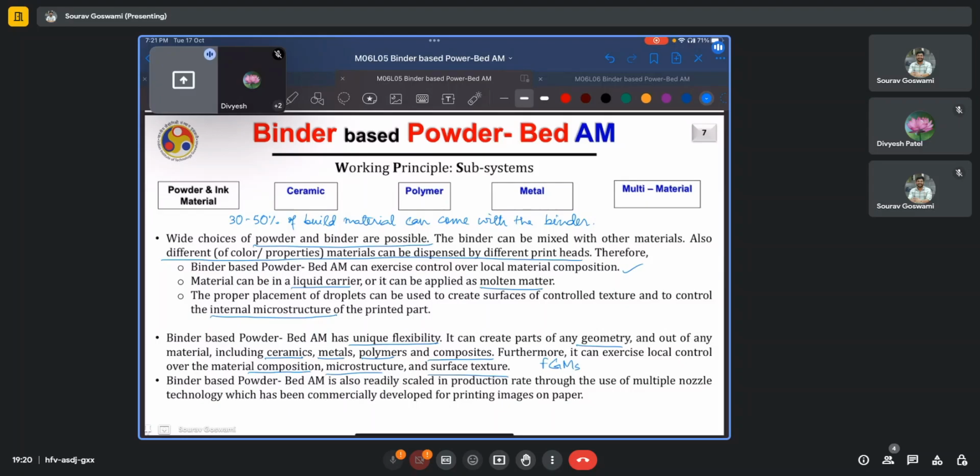Again, it is also very readily scalable in production rates, and thus it can have good industrial adaptability in coming time. We know that some of the AM processes, while they are very accurate and they have a very good geometric tolerance, are too slow or simply too expensive to be scaled up to industrial demands. But binder-based powder bed AM is one of those technologies which truly has the potential to reach or to match the economics of an industrial scale demand. And this can be achieved through the use of multiple nozzles, which have been already commercially developed.